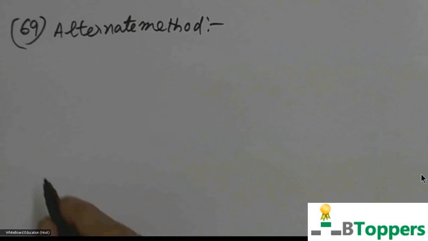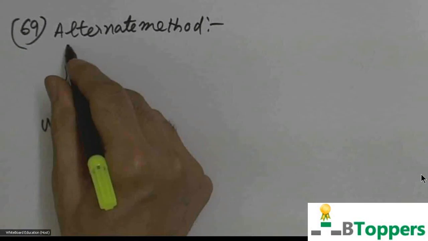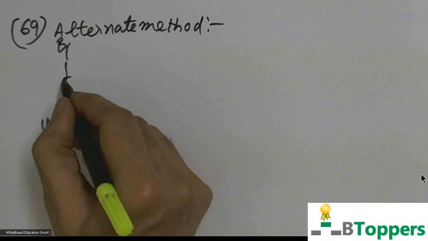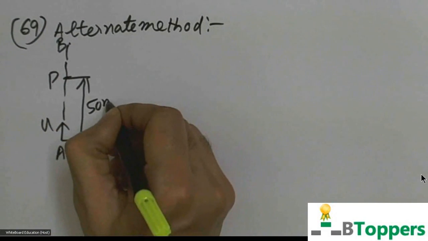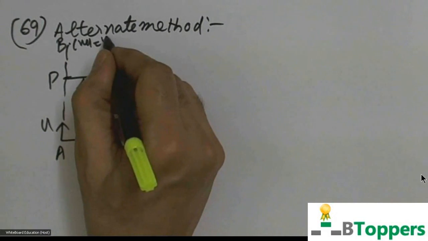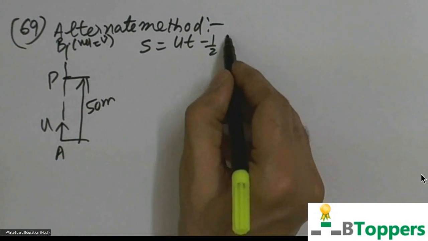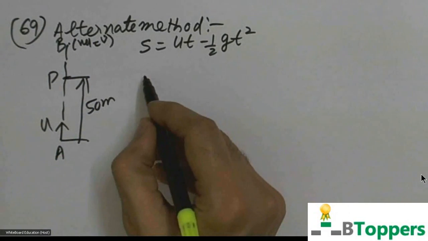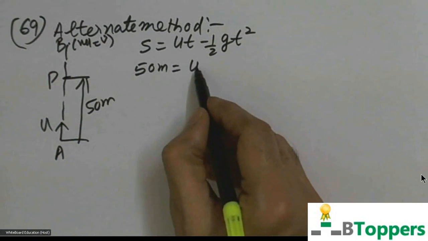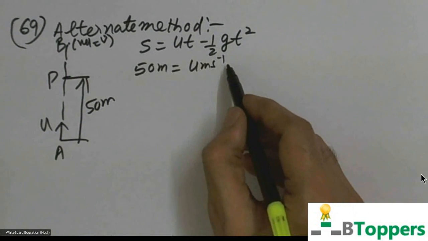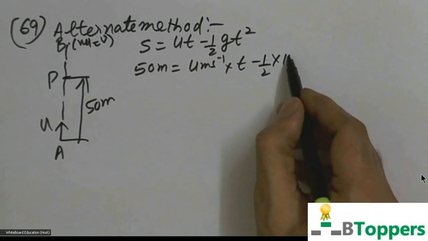So you can use the equation again. Here A is the point of projection, P is the point which is at a height of 50 meters above the point of projection, B is the highest point where velocity becomes 0. So if you use the equation s equal to ut plus half at square for upward motion from A to P, s equal to 50 meters here, initial velocity is u, acceleration is equal to minus g, where g can be written as 10 meters per second square.